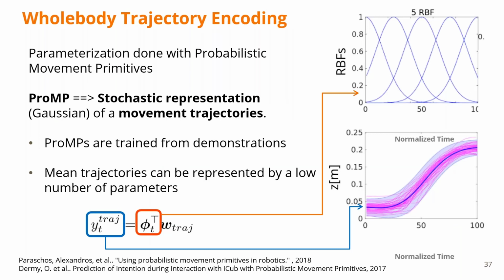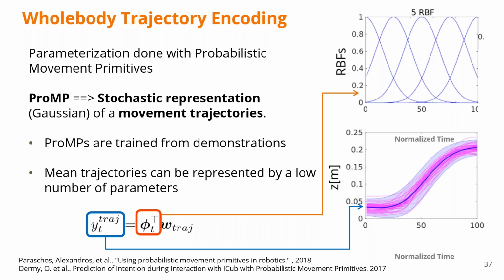Regarding the encoding of the whole body motion, there are many possible ways to encode a trajectory. Here, we chose to use an approach that is based on probabilistic movement primitives, also known as ProMPs, which are basically stochastic representations of a movement trajectory. They were chosen because they can be trained from an entire set of demonstrations, hopefully obtaining a better representation of the motion.